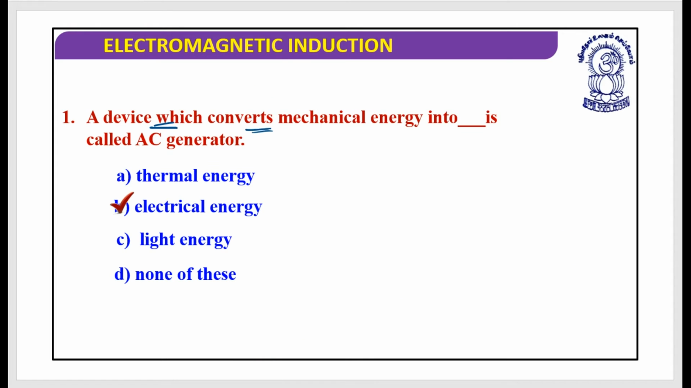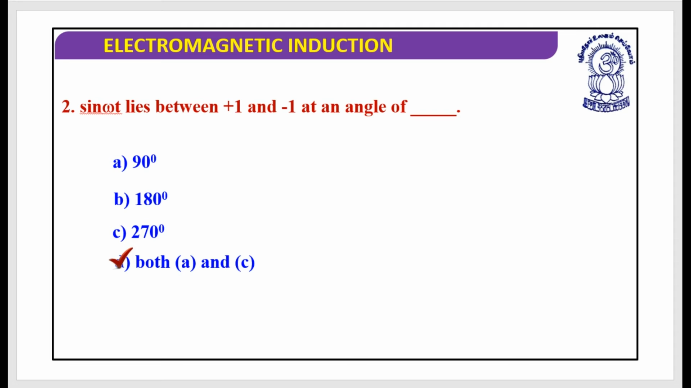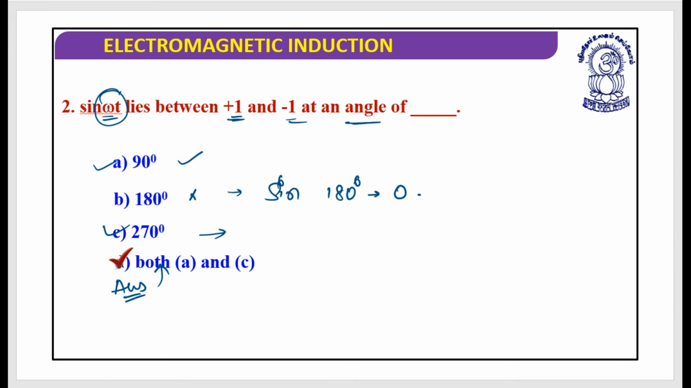A device which converts mechanical energy into blank is called an AC generator. Yes, mechanical energy to electrical energy. Next, sine omega t lies between plus 1 and minus 1 at an angle of. Sine omega t is plus 1 when it is at 90 degrees. 180 degrees, no, sine 180 is 0. Sine 270 degrees, yes, it's minus 1. So these two are correct, so the answer would be both A and C. I hope this is clear. Are you sure?